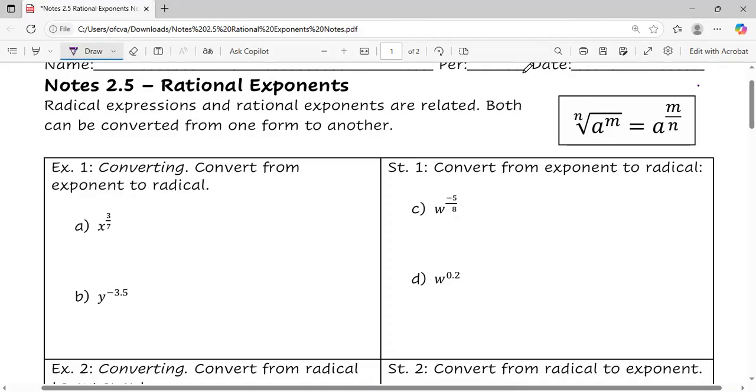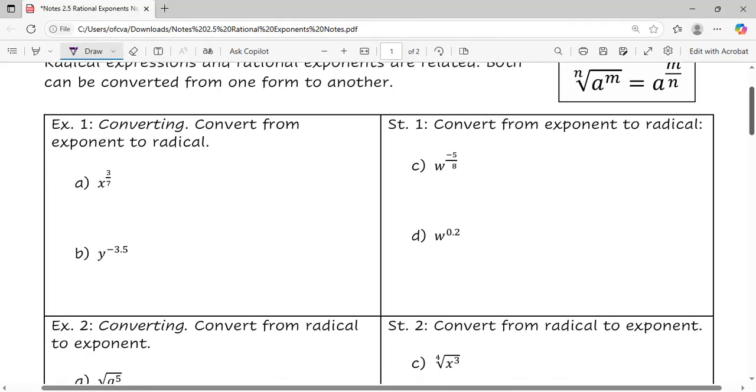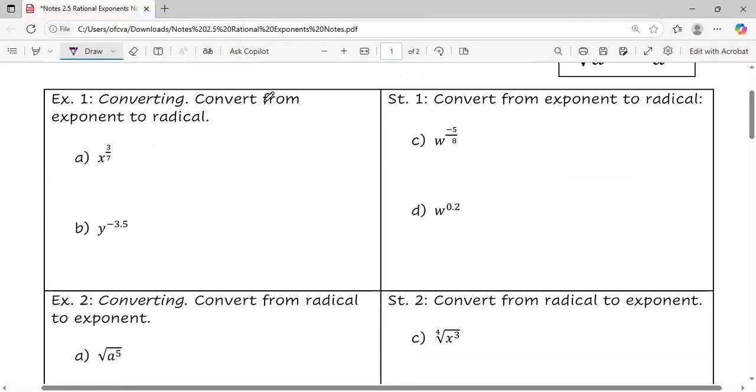So remember how last lesson, 2.4, we talked about how the power is divided by the index. Well, if you were to write that power divided by that index as a fraction, this is what it looks like. So it's really easy to convert between a radical expression and a rational exponent because all you're doing is placing the power over the index, and that's your fraction. So the first few examples are exactly that. All we're doing is learning how to convert from one to the other.